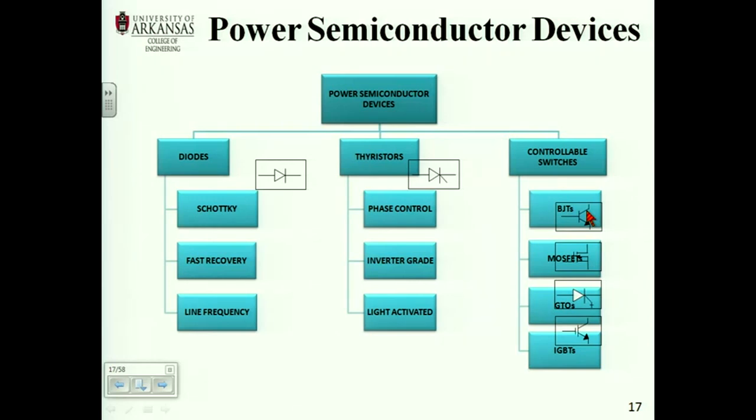The IGBT is a hybrid. It's a combination of a BJT and a MOSFET. But it can be also turned on by applying a voltage. It's called a voltage source control.